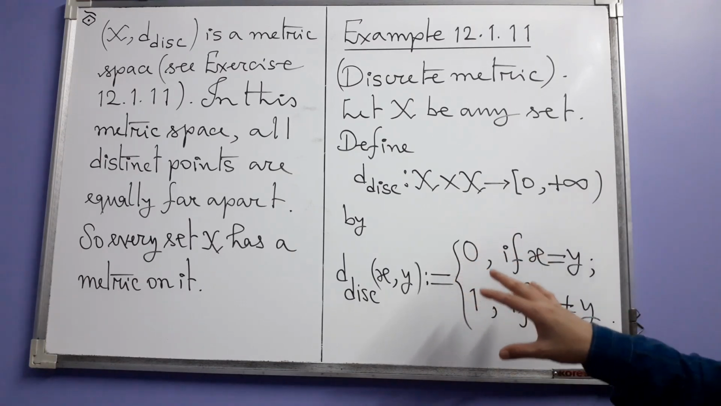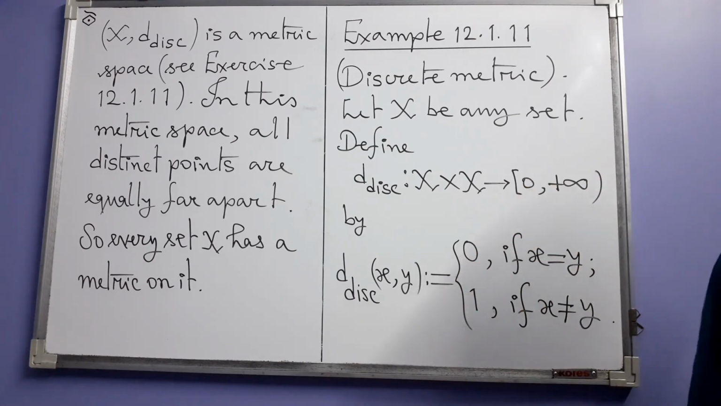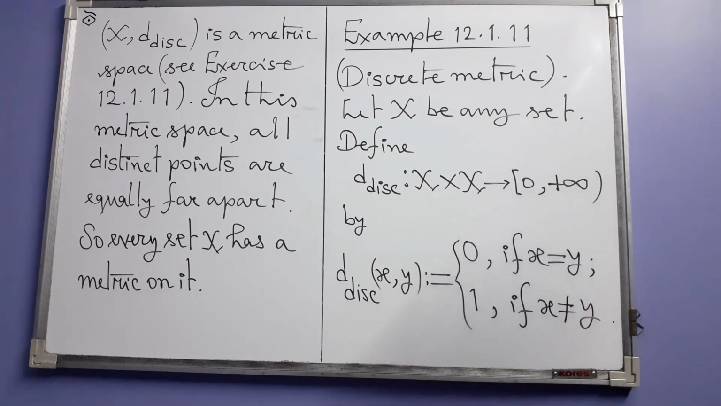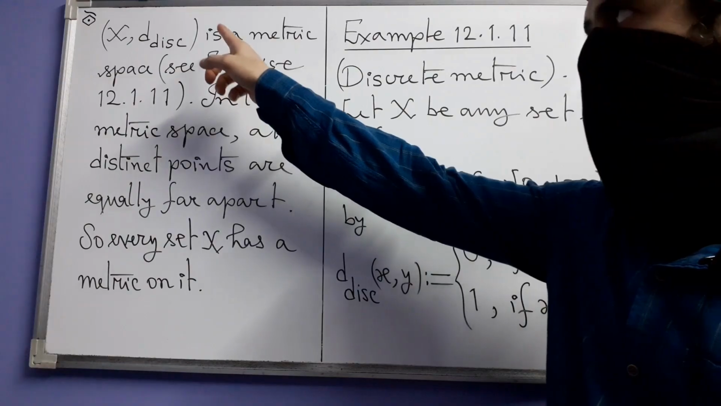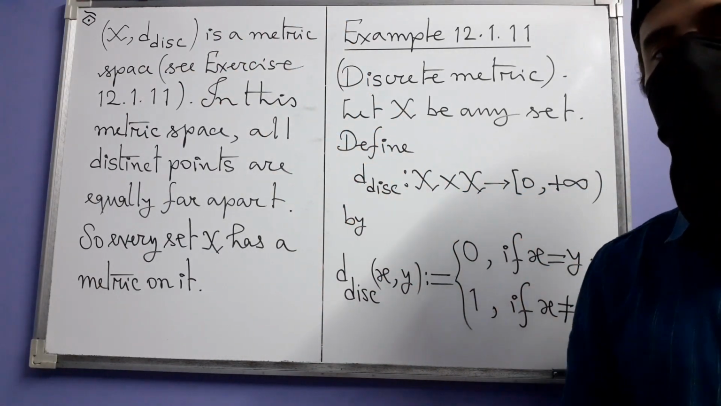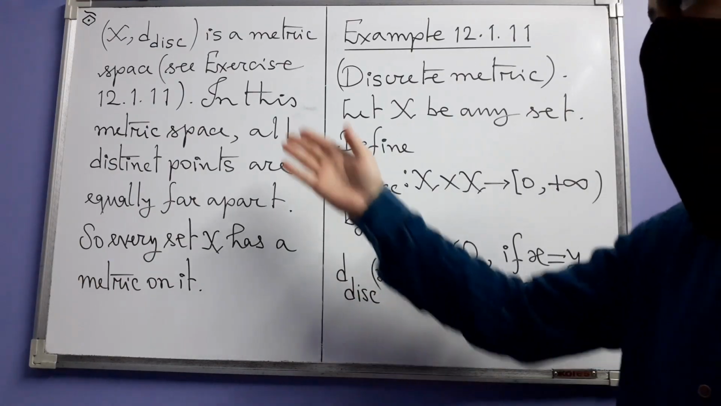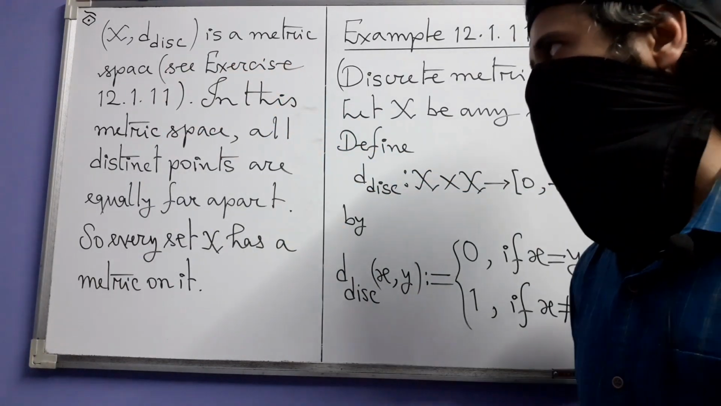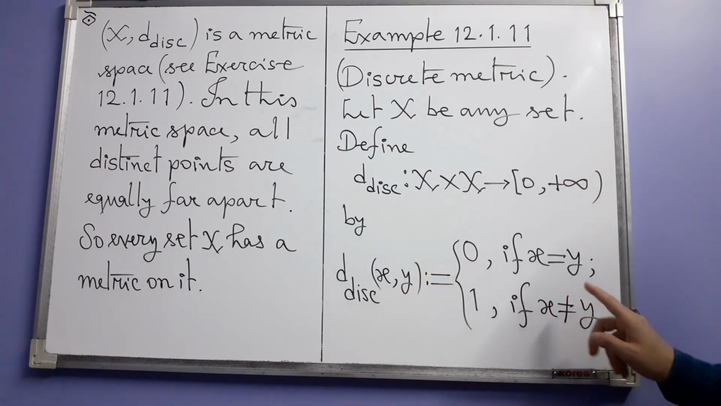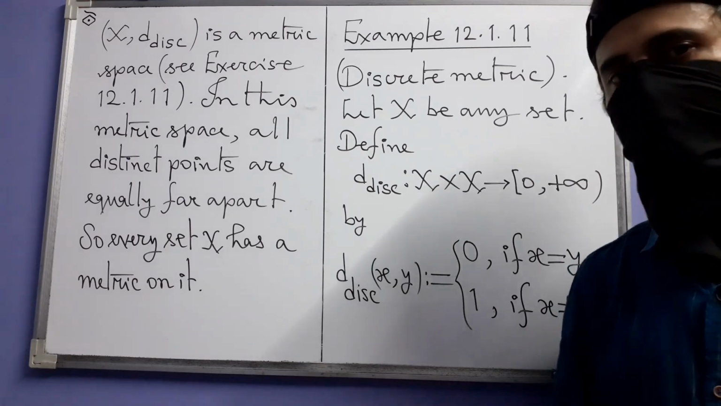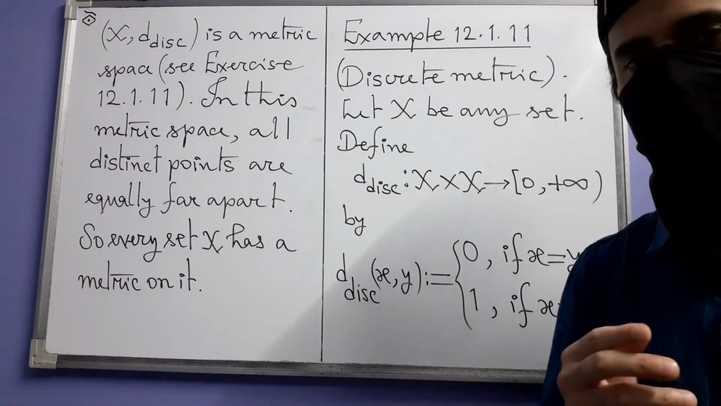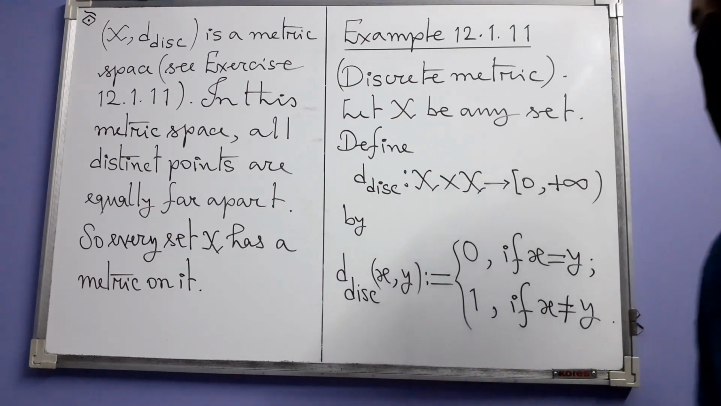Now it turns out that yes, this also is a metric. It satisfies all those four conditions that a metric has to satisfy. So that turns any set X into a metric space, and that is called a discrete metric space. And this we will prove in this exercise. In this metric space, you can see that all the distinct points are equally far apart. The distance between any two distinct points is 1. Okay, it sounds strange, but it is what it is.